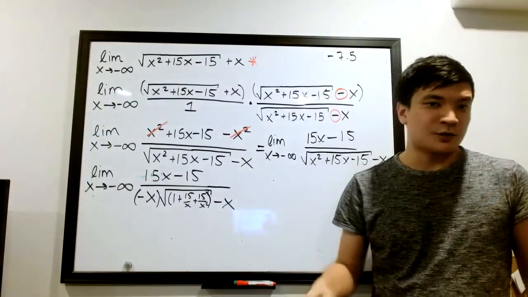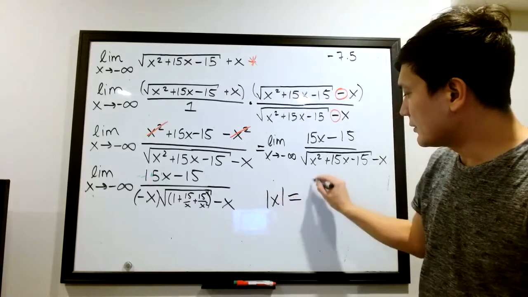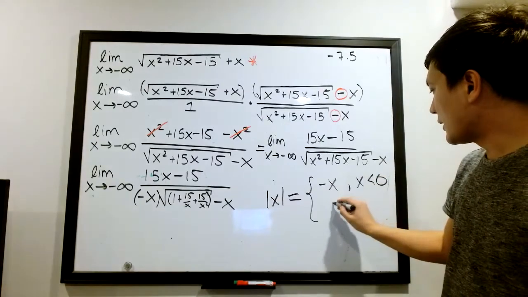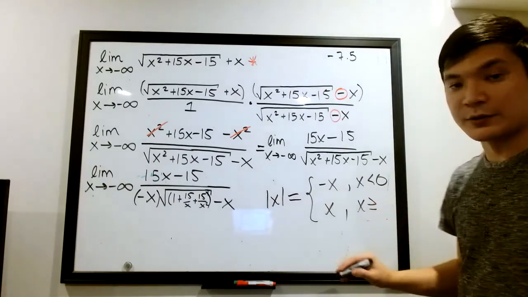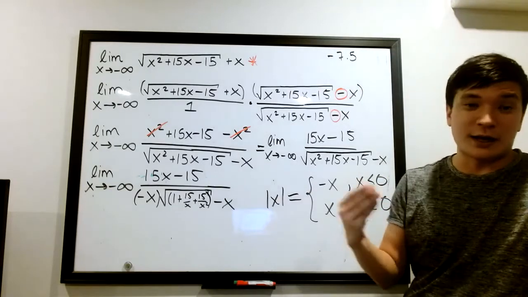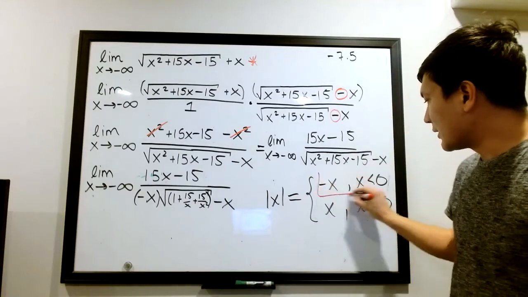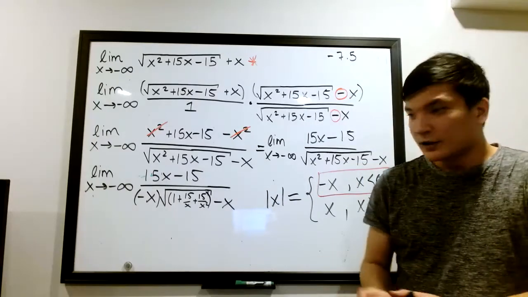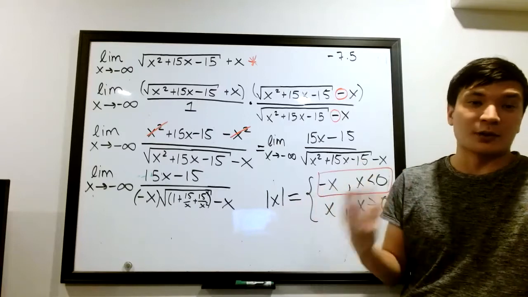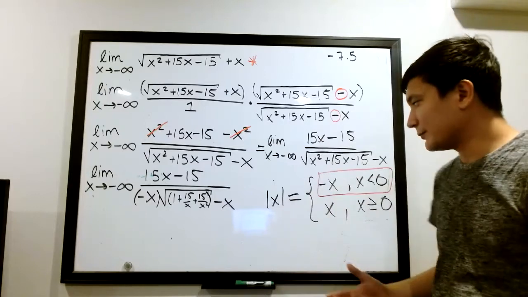Okay, why? Just recall the definition of what absolute value is, right? The absolute value of x is equal to negative x if x is less than 0, and x if x is equal to or greater than 0. Notice that since we restricted our domain, we're only looking at really negative numbers, so only this case is applicable. So whenever we have an absolute value of x, we can basically just replace it with negative x, because we're only looking at negative values of x, basically. Okay.